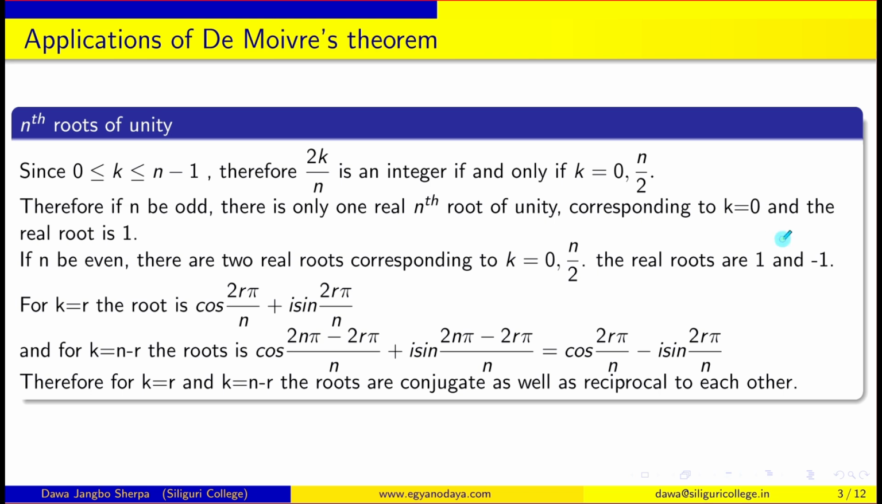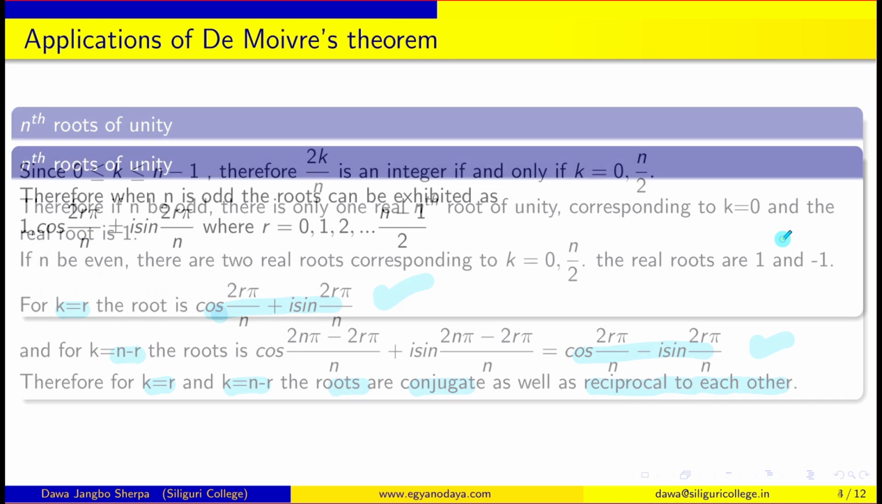So we see that for k is equal to r, this is the value of the root, and for k is equal to n minus r, this is the value of the root. We can see these two values are conjugate of each other. Therefore for k is equal to r and k is equal to n minus r, roots are conjugate as well as reciprocal of each other.